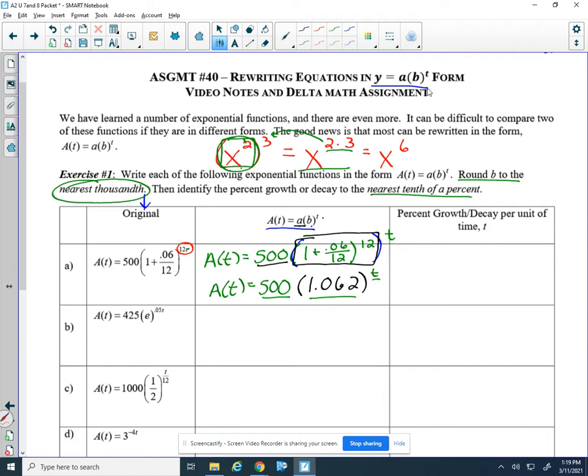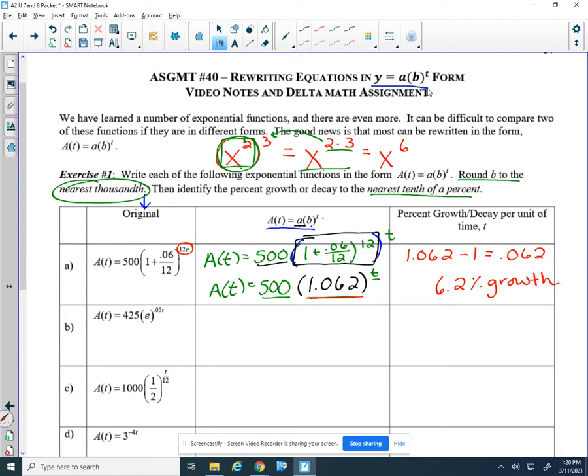Now over here, we want to write the percent growth or decay per unit of time t. We're not talking about whether it's days, months, or years, just some unit of time. In order to do that, I look at my base. My base is bigger than 1, so I know that it's growth. To see how much growth, I just see how far away this number is from 1, and then I change it to a percent. So I move my decimal over 2. That's 6.2% growth per whatever time unit we're using.